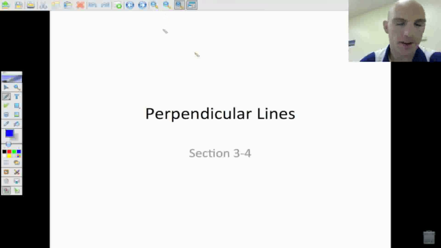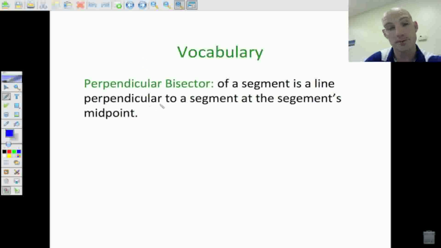Today we're going to be talking about perpendicular lines. This is from section 3.4. Now, we've talked about parallel so far, but when we start to talk about perpendicular lines, we're going to need to know terms like this: perpendicular bisector. And a perpendicular bisector of a segment is a line perpendicular to a segment at the segment's midpoint.